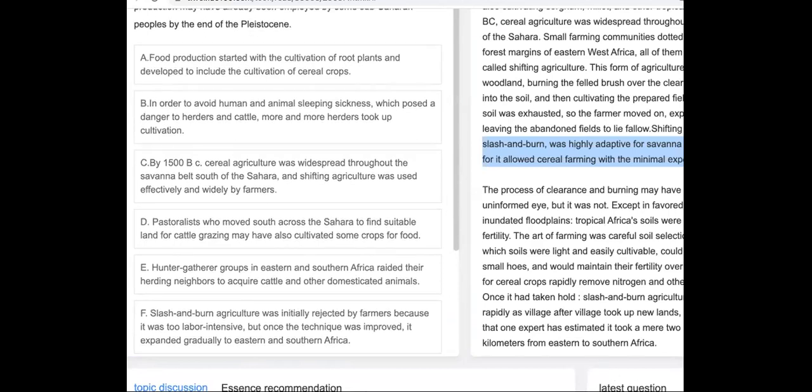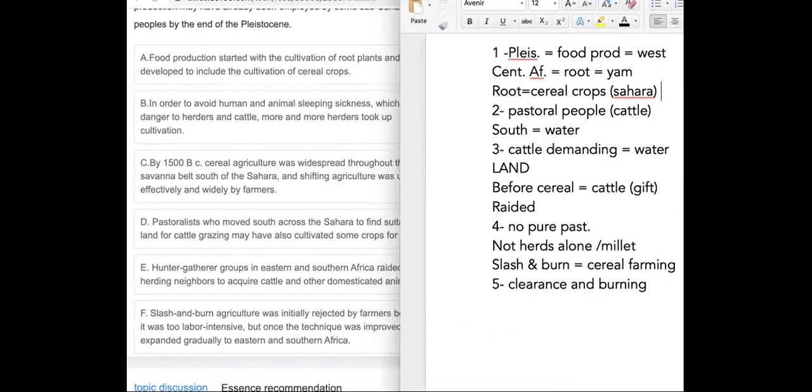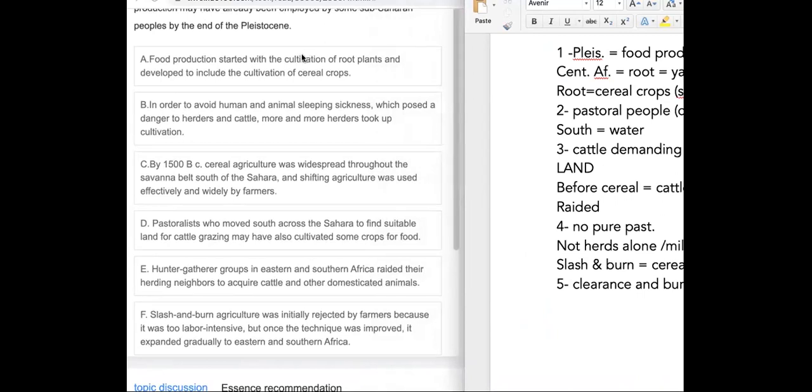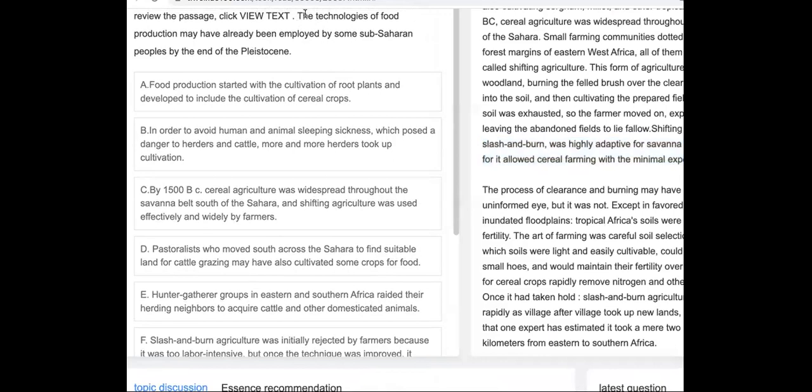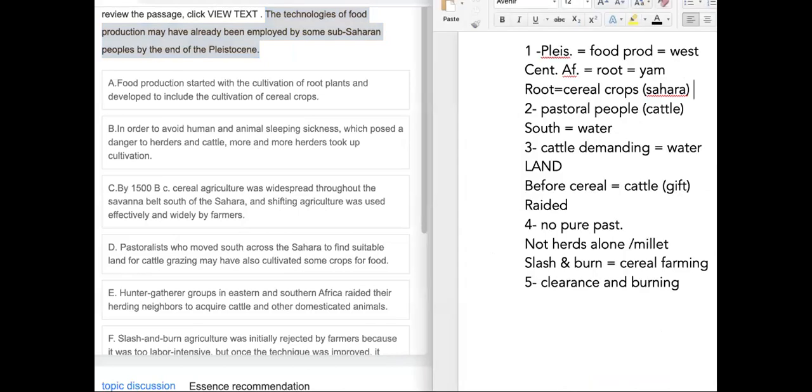So the very first thing that I want to do is I want to read what TOEFL thinks is a good main idea sentence. The technologies of food production may have already been employed by some sub-Saharan peoples by the end of this era. Okay, so production, food production. I go back to my notes. I'm going to stay with my notes. Let's go through and start to eliminate anything that doesn't sound like a main idea.